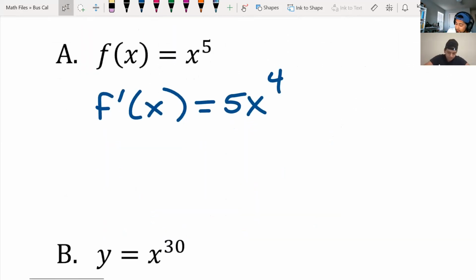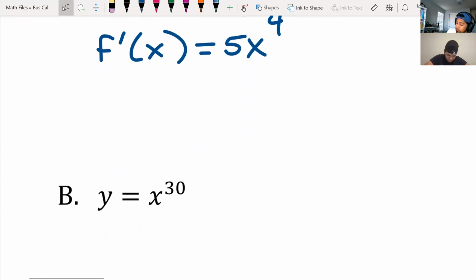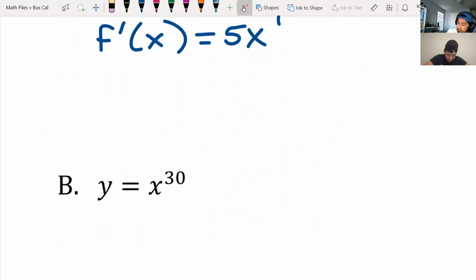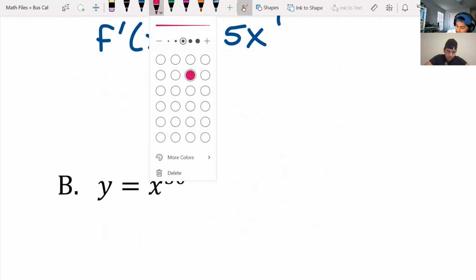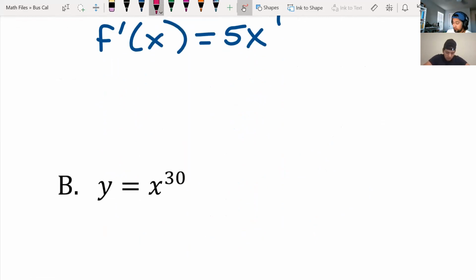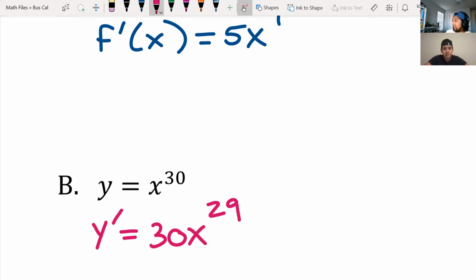So let's try it again. y equals x to the 30th. And I'm going to say the derivative of y, which we write as y prime. So what is the derivative of x to the 30th going to be? Well, it's going to be 30x to the 29. That's it. Done.